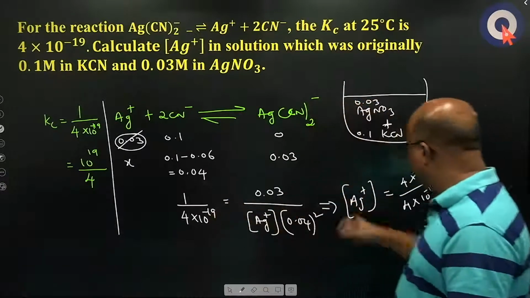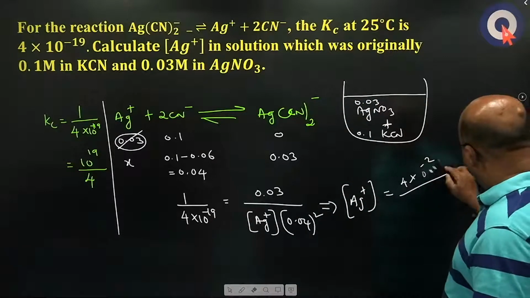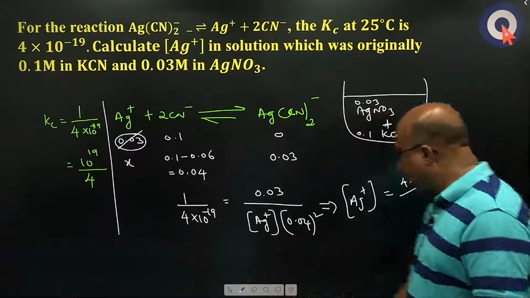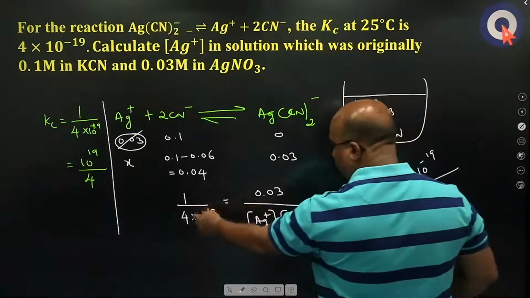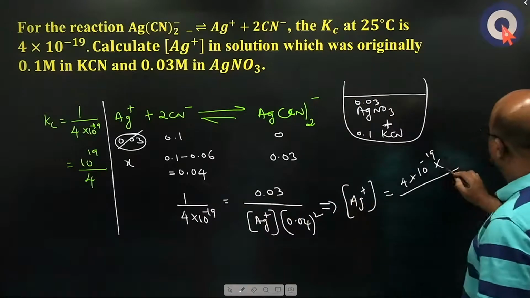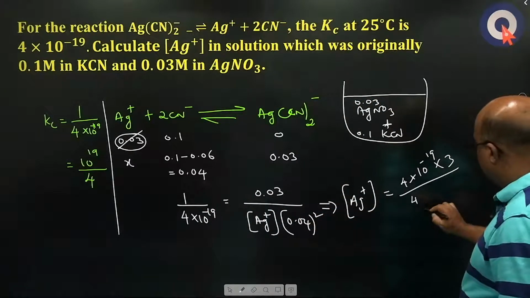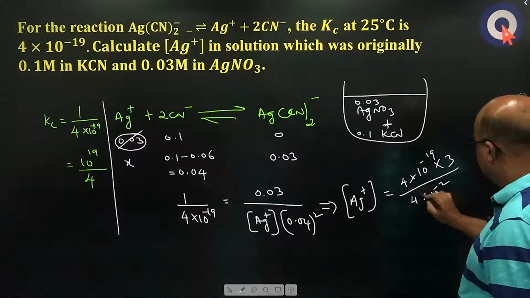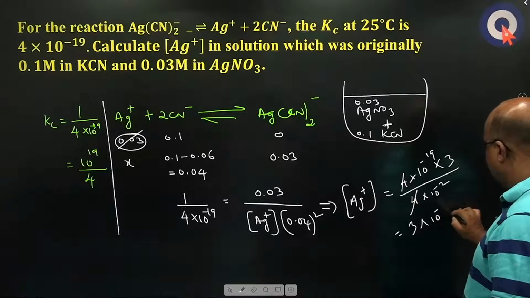Okay, Ag plus comes here, so it comes to the numerator. So it is 4 into 10 to the power of minus 19. So Ag plus comes here, this comes to numerator into 3 because we cancelled 1. So that it is 4 into 10 to the power of minus 2. So this 4 cancels. It's nothing but 3 into 10 to the power of minus 17.